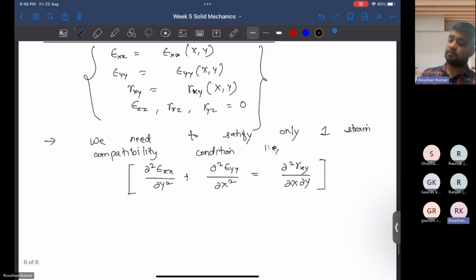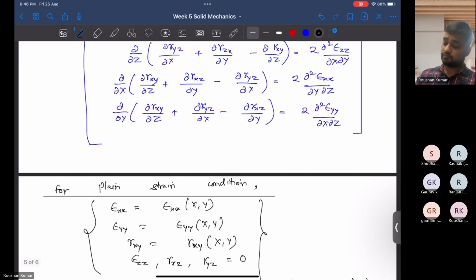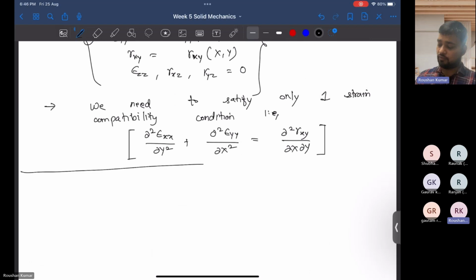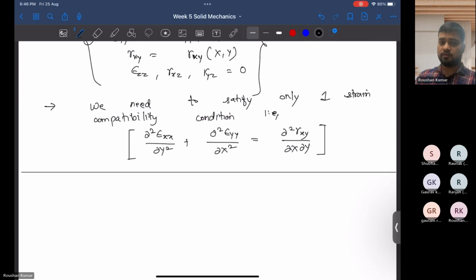So we need to satisfy only this equation. So this is all the brief overview of the 3 lectures. Now I will move on to the problem solving session. So let's start the problem solving session.